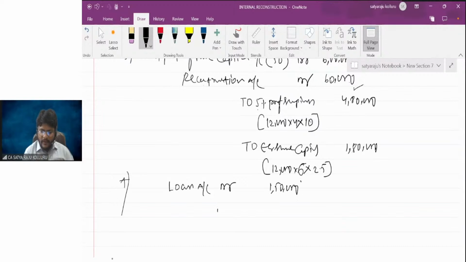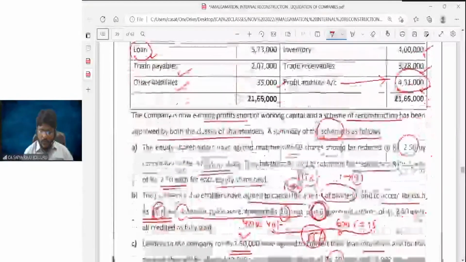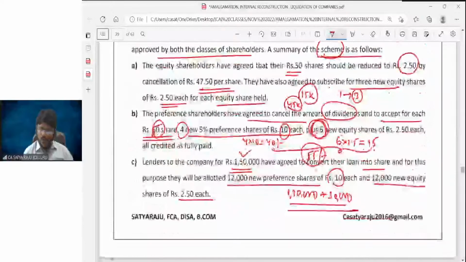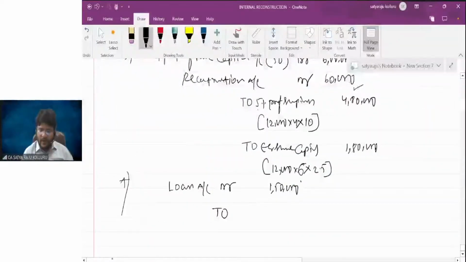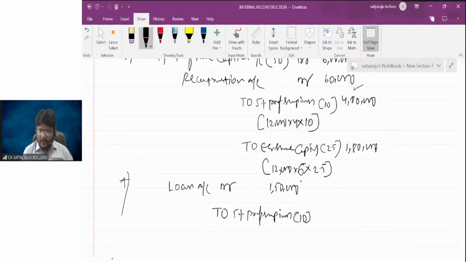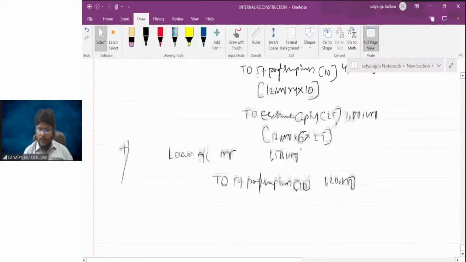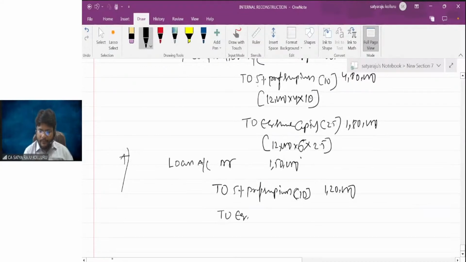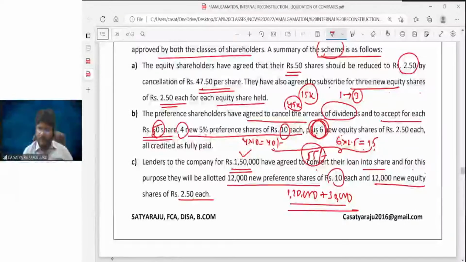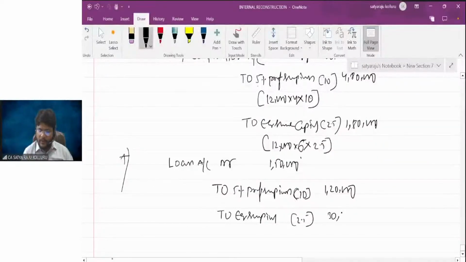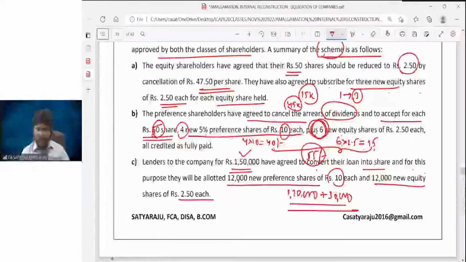1,50,000 you should need to cancel to 12,000 new preference shares. So new preference share is 5%. To 5% is preference share capital. So just you can mention in bracket the face values as well. This is 10. We are issuing 12,000 shares. That means here it is 1,20,000 to equity share capital, which is 2.5. How many number of equity shares? 12,000. 12,000 into 2.5 means 30,000. Very simple entry. Come down.